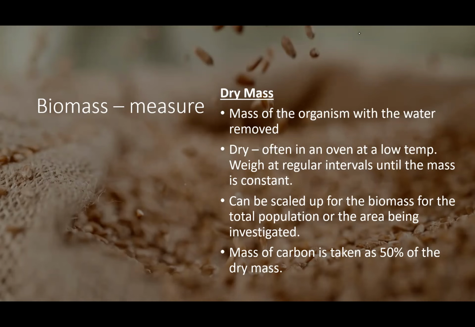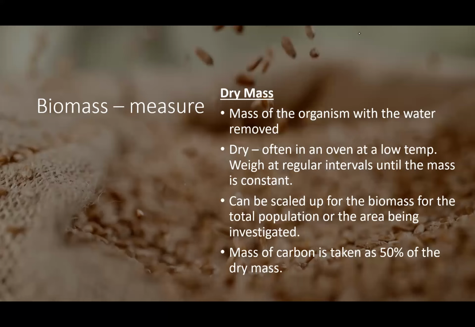So if we're going to measure biomass by using dry mass, the dry mass is the mass of the organism with the water removed. So we have to remove the water first of all. To measure the dry mass, a sample of the organism is dried. We often dry it in an oven that's set to a really low temperature, and the sample is then weighed at regular intervals, so often every day. Once the mass reaches a constant level, you know that we've removed all the water.